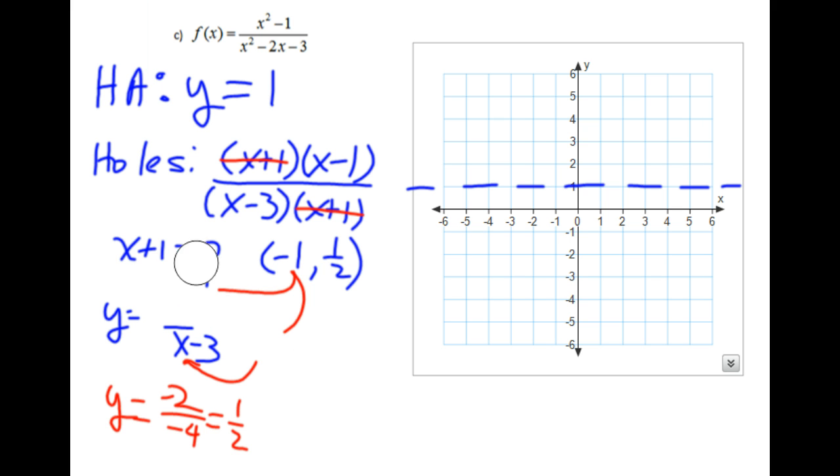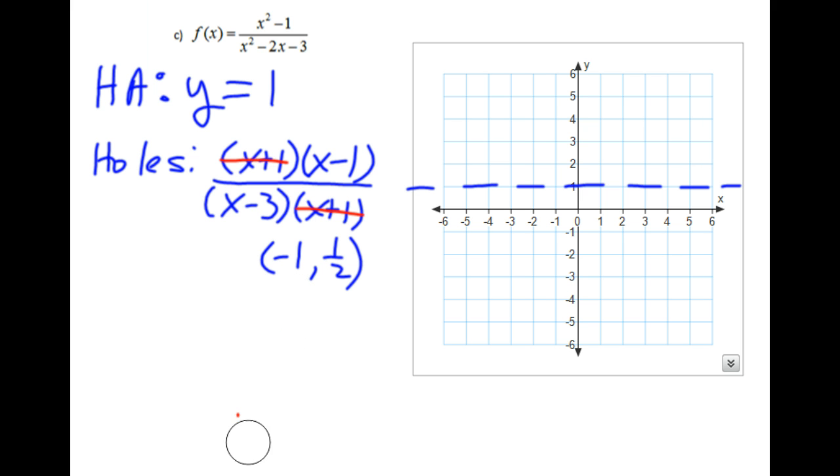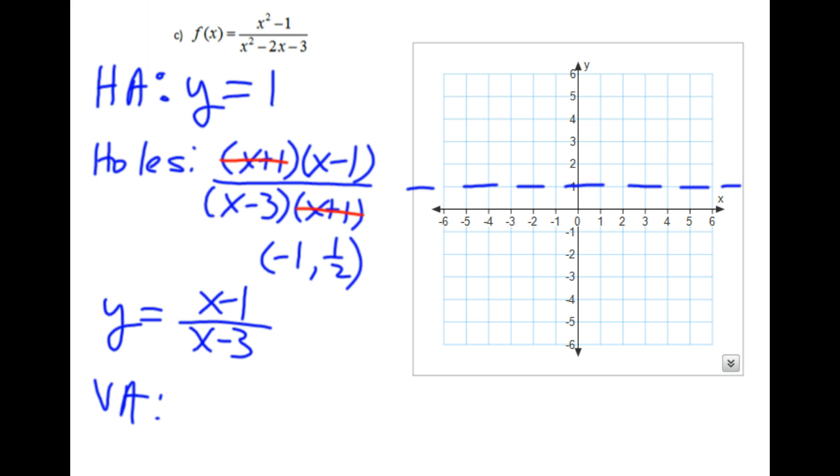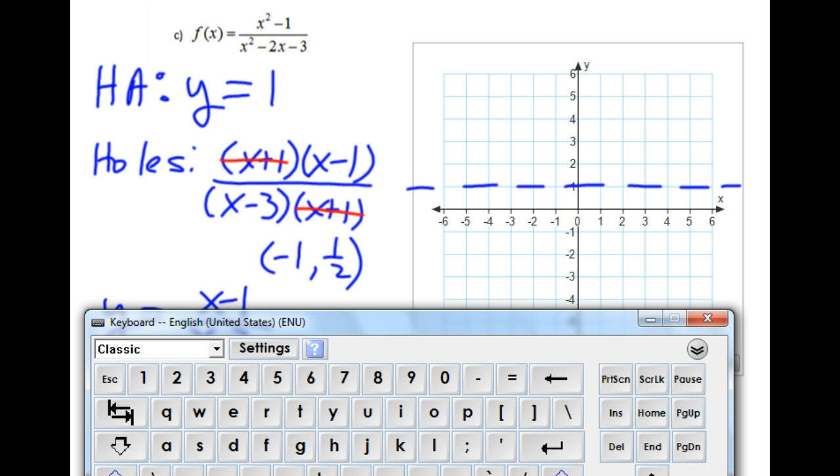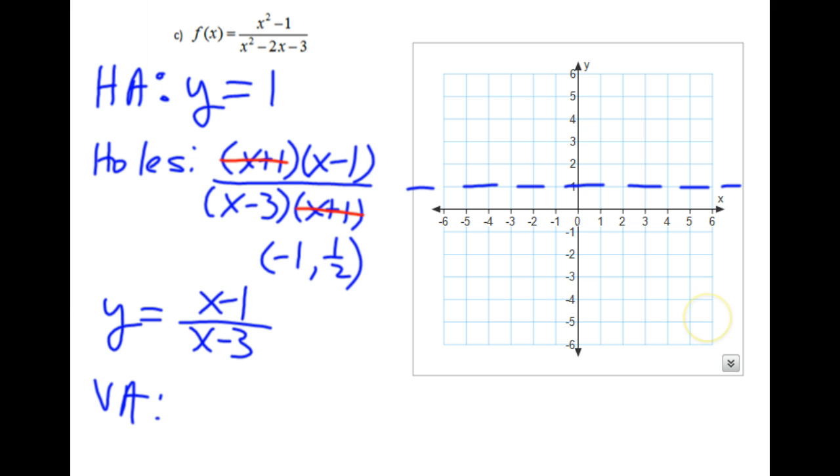I now need to define my vertical asymptotes. My vertical asymptotes are anything that makes the bottom 0 after we simplify the fraction. So let's see here, I'm left with this simplified fraction. What would you read my vertical asymptote would be? What makes this bottom 0? 3. X equals 3 would make the bottom 0, right? So my vertical asymptote is x equals 3.